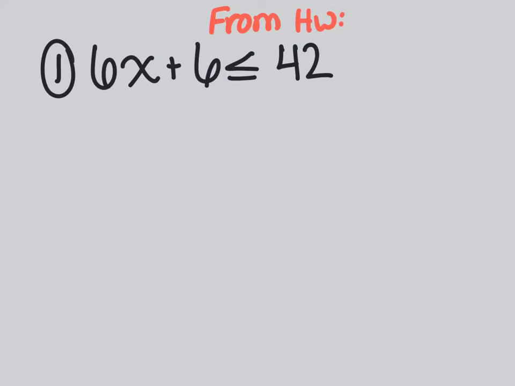This final example actually comes right off of your homework, so you can do this on your homework page as we go through it together, or you can transfer it over there when we're all done. All right, so this one says 6x plus 6 is less than or equal to 42. So we're going to start by drawing that nice little line down the middle, and let's work on isolating our variable. I'm going to start by subtracting 6 from both sides because that will cancel out the plus 6.